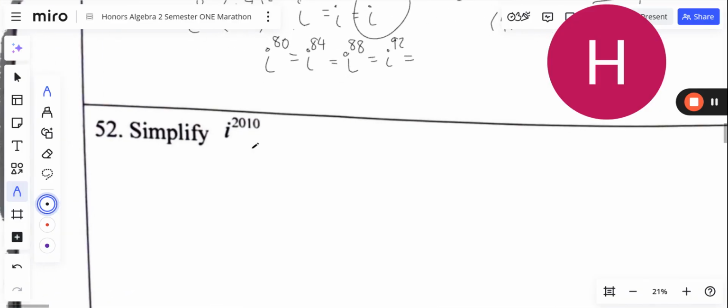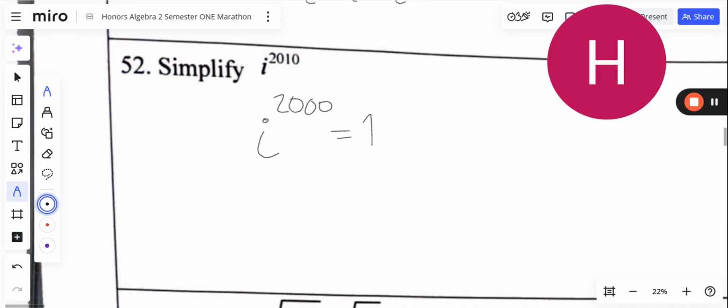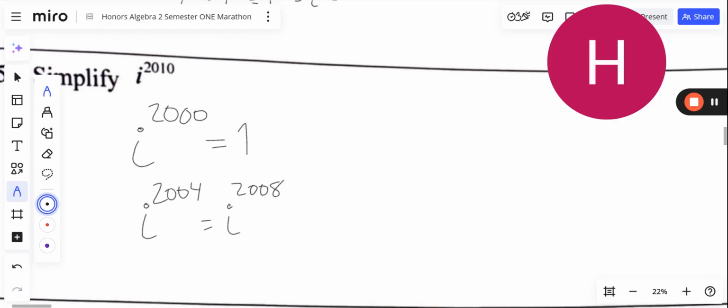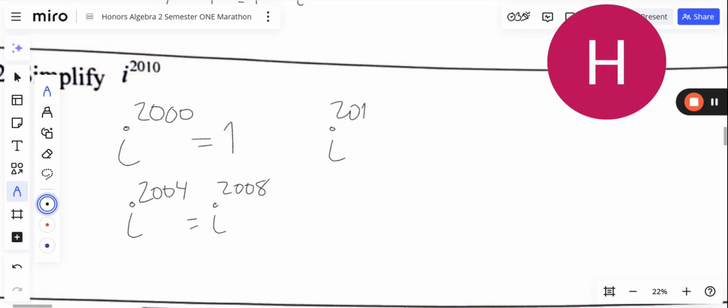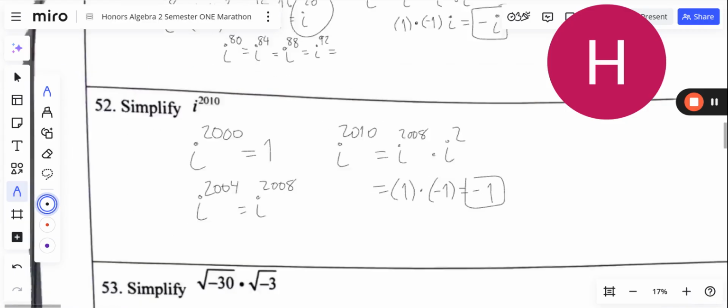Whoa, simplify i to the 2010 power. Well, any power that is a multiple of 4, like 2000, is going to equal 1. So we can sort of jump ahead by 2000 powers, and we can look at i to the 2004 is also 1. And then we can look at i to the 2008 is also 1. Now, to get to i to the 2010, you just have to multiply by i squared. So this is going to be i to the 2008 times i squared, which is just going to be 1 times negative 1, which is just negative 1. Very simple here.